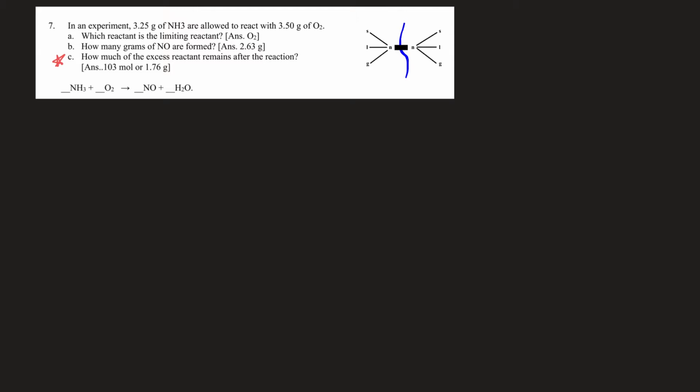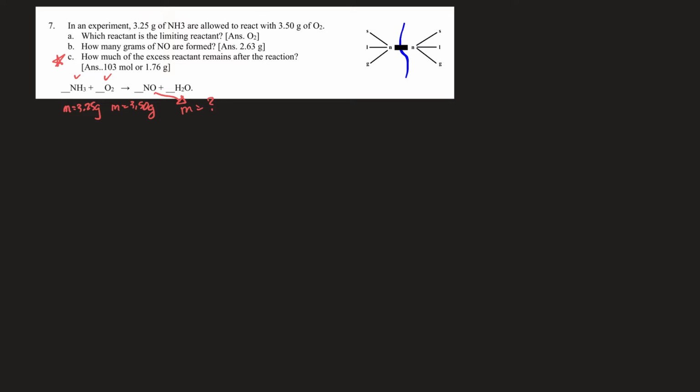Okay, so it says 3.25 grams of NH3, so the mass is 3.25 grams, and oxygen, the mass is 3.50 grams, and they ask which is the limiting reactant, and then how many grams of NO are formed. So this one, they want to know what the mass of that is formed. Again, too much information, so it's a limiting reactant question. And so I want to know which of these are going to get used up first. So let's do that. To do it, we can't compare grams, we have to compare moles, right? So let's figure out the moles of NH3.